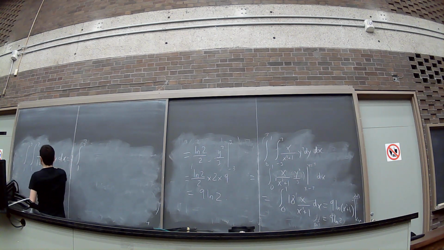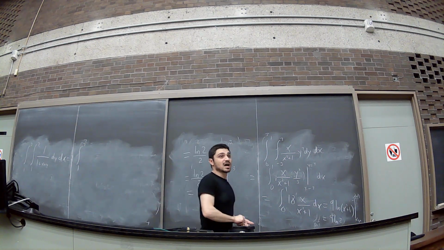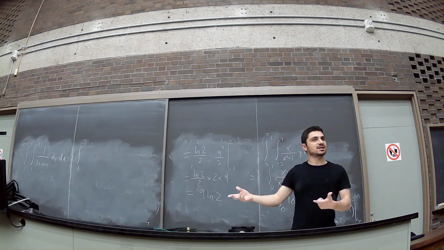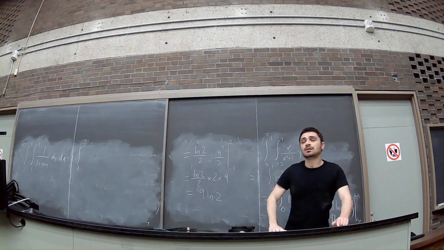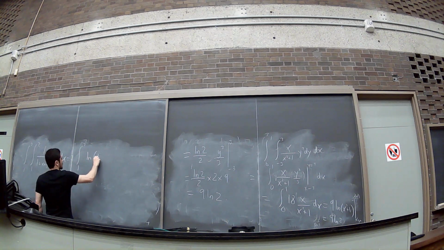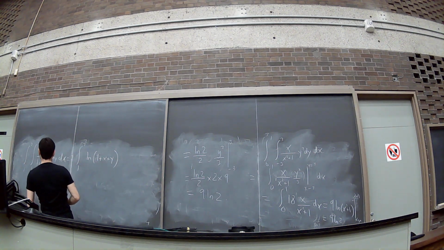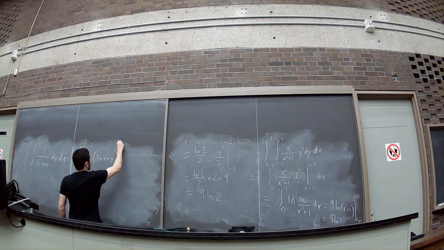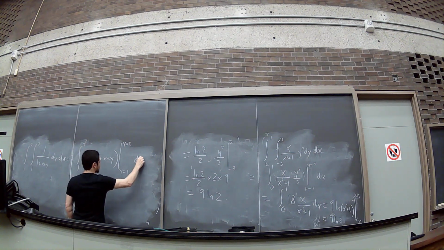In absolute value. Now, do I have to worry about the absolute value here, or am I in a positive region? I'm in a region where 1 plus x plus y is positive. Do you agree? Yeah. ln of 1 plus x plus y from y is equal to 2. Oh man, that's going to be bad. Y is equal to 2 to y is equal to 1 dx.